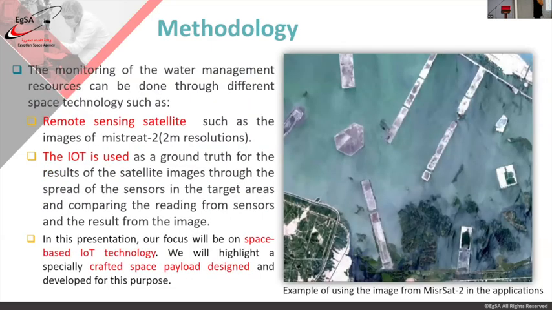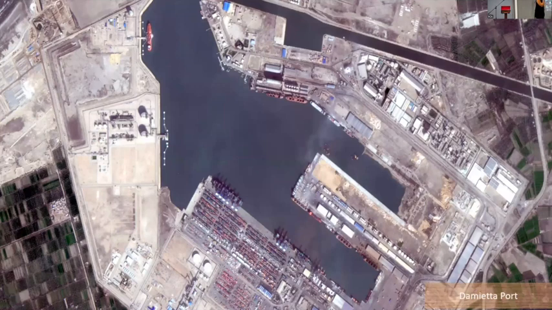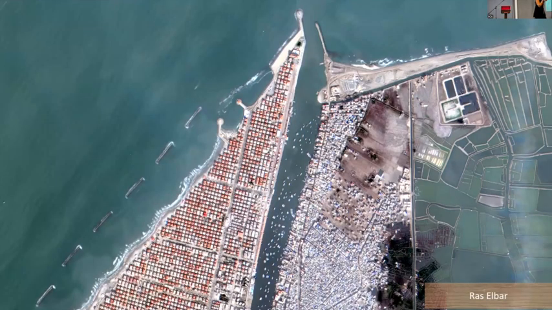The methodology is to monitor water management resources and agriculture, as Dr. Dries said on the first day of the workshop, through remote sensing satellites or IoT technology. For remote sensing, we have our own satellite that was launched in Q4 2023, and NextSat-1 that was launched in the first quarter of 2024. Next, we need to integrate IoT technology with remote sensing to monitor our resources. This is a sample from MASSAT-2 images, with a resolution of 2 meters.